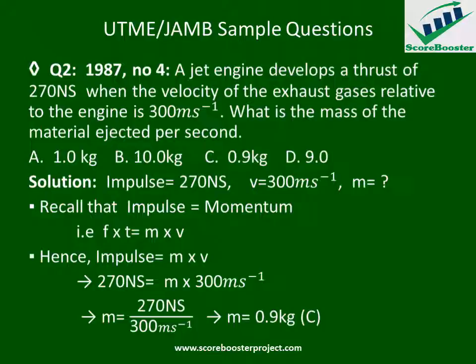Now, the solution to this particular question, just as we used to say, the first thing is to consider the given parameters. From the question, we're given the impulse to be 270 Newton seconds. We're able to detect that this 270 Newton seconds is impulse because the unit is a clue to it, which is Newton seconds. Then you are also given the velocity of the exhaust to be 300 meters per second. Then you are asked to find the mass.